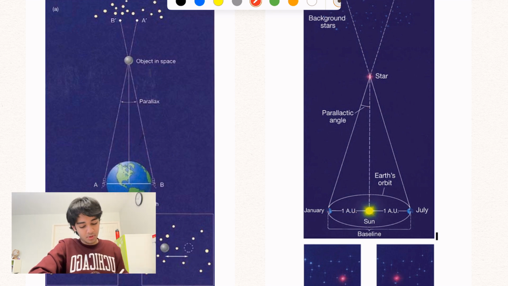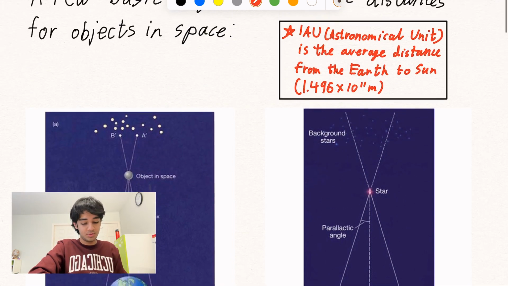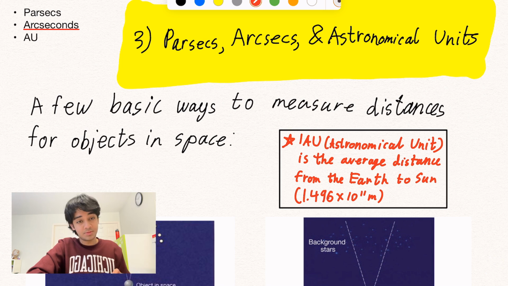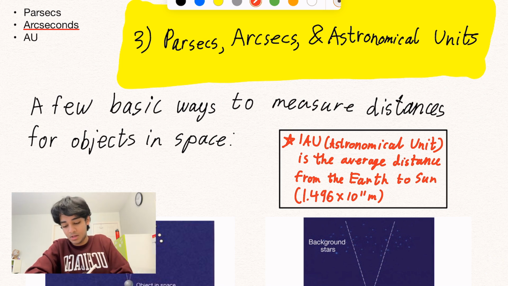Now, before we move on, let's remember the distance between the Earth and the sun is 1 astronomical unit, which is defined as 1.496 times 10 to the power 11 meters. This is something useful to keep in mind when we're defining parsecs and arcseconds in a bit.